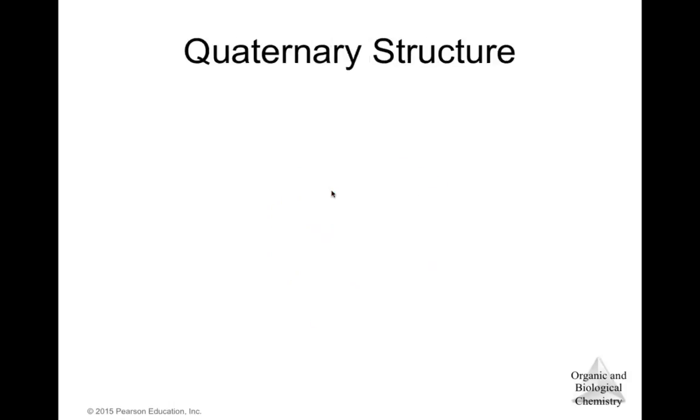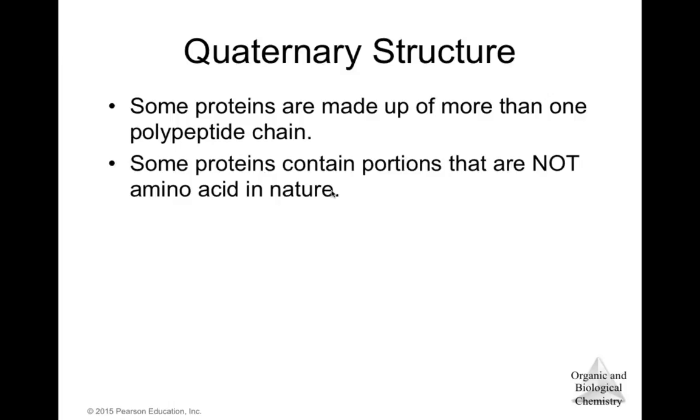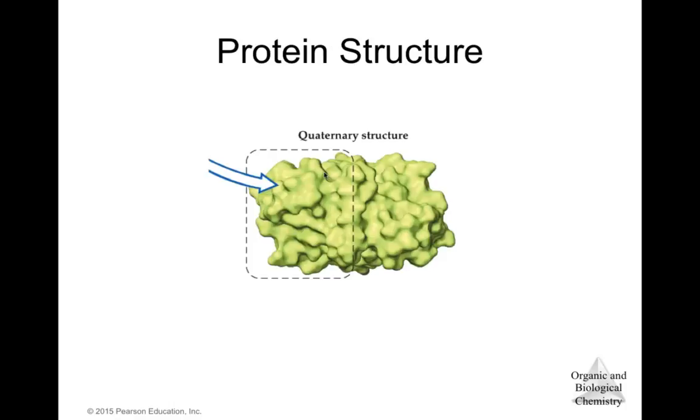The quaternary structure. Some proteins are made up of more than one polypeptide chain. Some proteins contain portions that are not amino acid in nature, and the combination of subunits is the one that creates this quaternary structure. So basically, the combination of those tertiary structures and also sometimes with non-amino acid portions is called the quaternary structure. Okay.